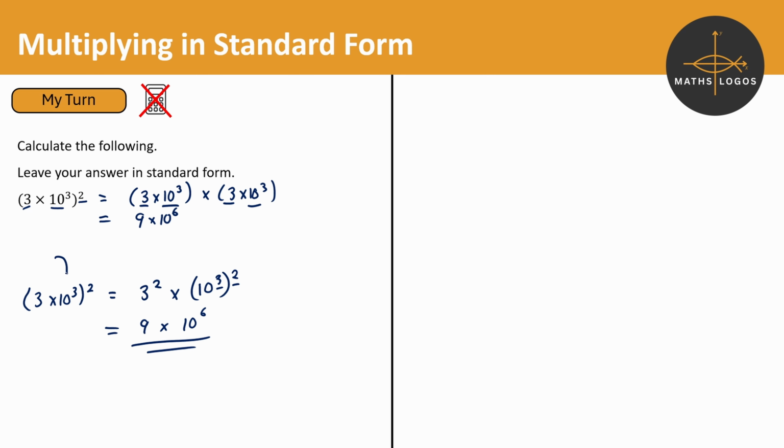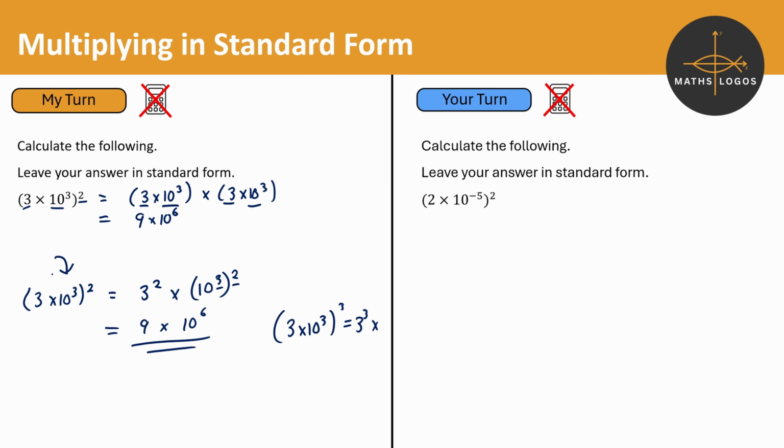The reason this second way might be quite helpful is if we have higher powers. So, if we had something like 3 multiplied by 10 to the power of 3 to the power of 3, I'd want to apply my power to both of the numbers and do it that way. Pause the video and give this question a go, whichever way you want.